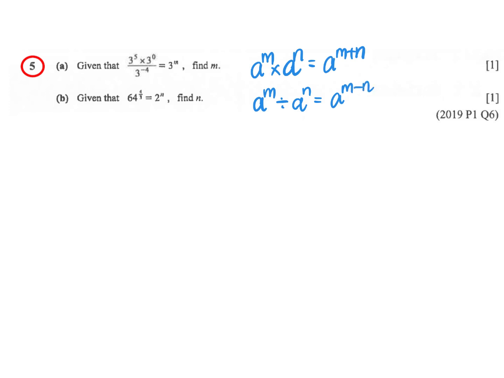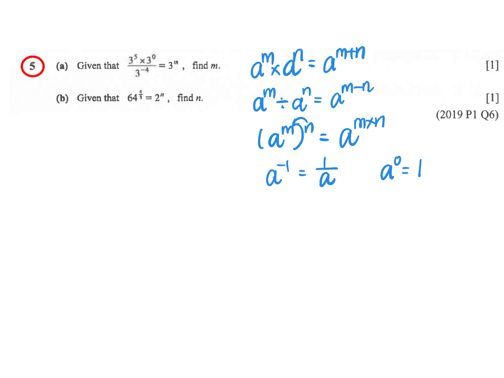Then some of the other common ones: a to power n, bracket, power n, it means these two need to multiply together, n times n. And if I have a to power -1, it'll be 1 over a. Anything to power 0 is 1. Similarly, we can also change 1 to any base to power 0. These are some of the more common ones.